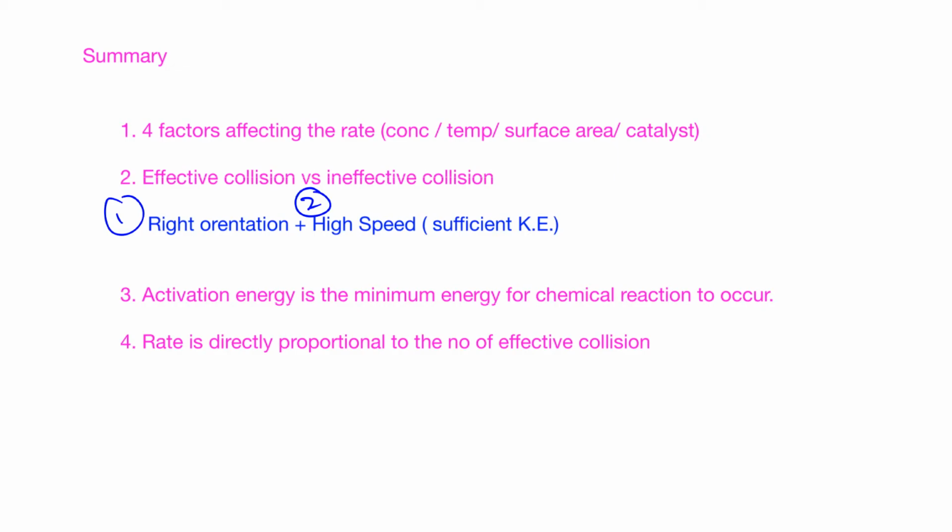The third thing is about activation energy. Activation energy is the minimum energy required for a chemical reaction to occur. If you don't have this activation energy, even if you collide in the right orientation, no product will be formed. Lastly, the rate is directly proportional to the number of effective collisions per unit time. So if we have a larger number of effective collisions per unit time, the rate will be higher.